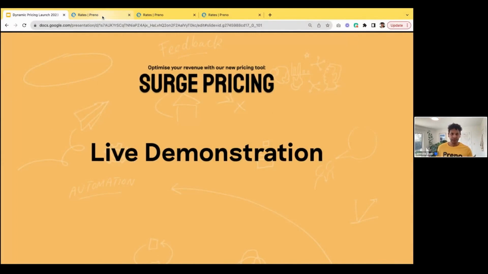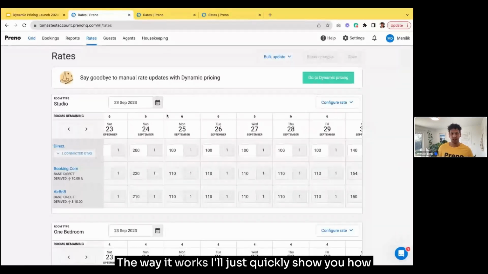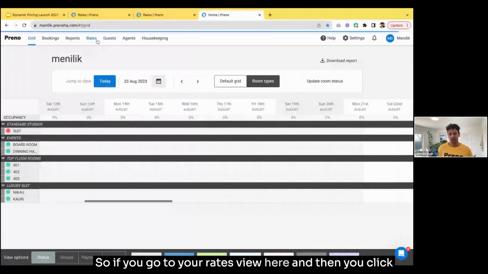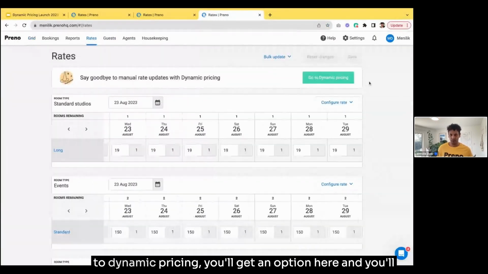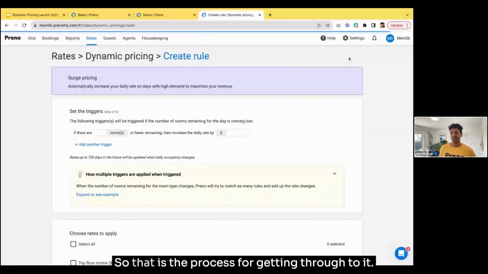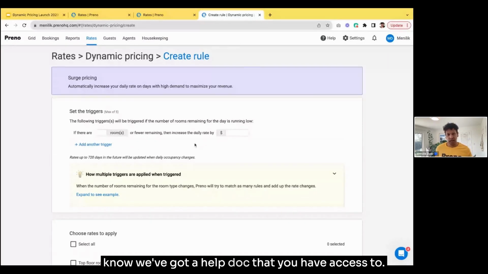Cool. So the way it works, I'll just quickly show you how to get to it in case anyone's wondering. If you go to your rates view here, and then you click to dynamic pricing, you'll get an option here, and you'll see surge pricing, and then you can go create a rule. That is the process for getting through to it, and then set them up. If you're confused on anything, Scotty, I know we've got a help doc that you have access to. Just go to help and search for surge pricing, or ask in chat if you've got any other questions.